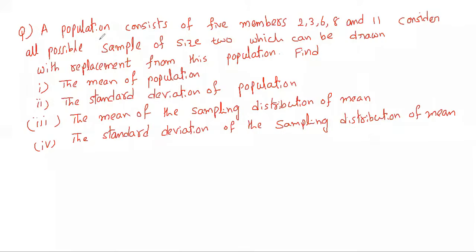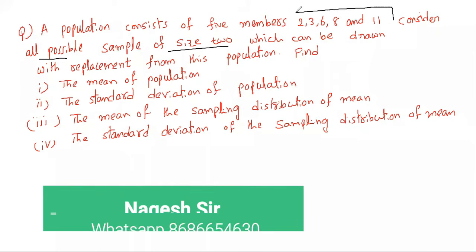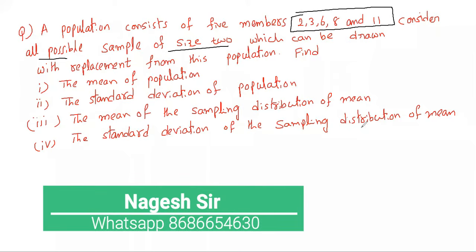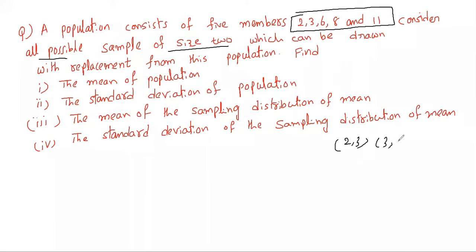Question. A population consists of the five members 2, 3, 6, 8, and 11. That means the population contains five numbers: 2, 3, 6, 8, and 11. Consider all possible samples of size 2. So you have to take all samples of size 2. From 2, 3, 6, 8, 11, size 2 means you take like this: 2, comma 3, 3, comma 6, 8, comma 11.